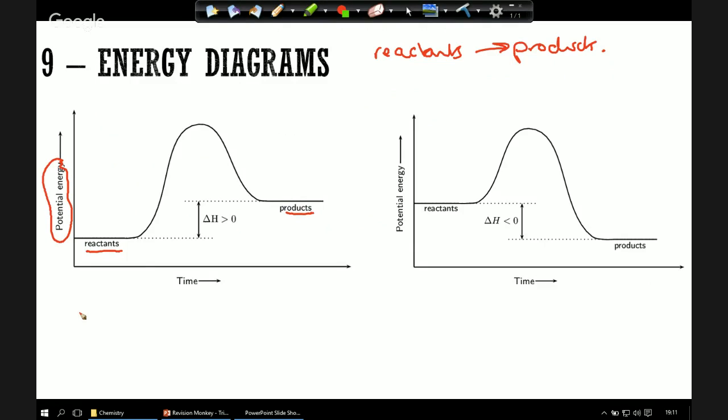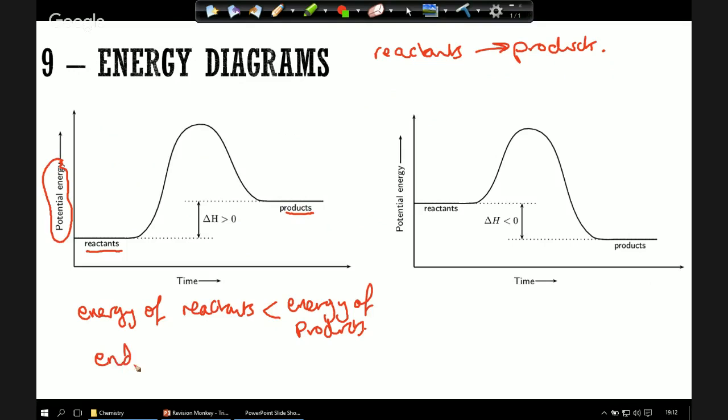So we can simply write down that the energy of the reactants is lower than, or less than, the energy of products. So in that case, because the energy of the reactants is less than the energy of the products, then energy must have gone into the reaction, because these products at the end have got more energy. So energy must have gone in, therefore it is an endothermic reaction.